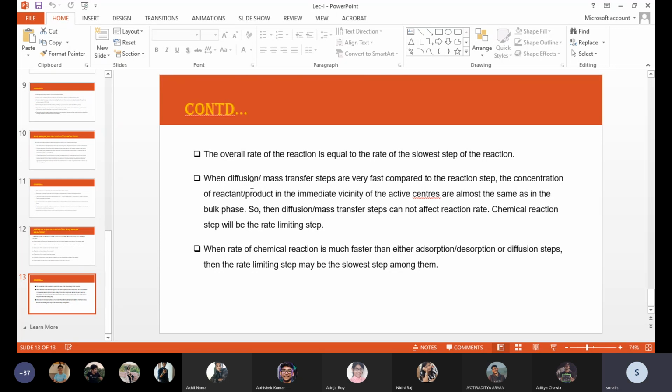So what it is saying: when diffusion or mass transfer steps are very fast compared to the reaction step, the concentration of reactant or product in the immediate vicinity of the active centers is almost the same as in the bulk phase, what I said already. So then diffusion or mass transfer steps cannot affect the reaction rate because they are fast. The chemical reaction step will be the rate limiting step.